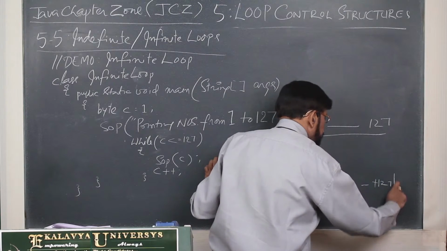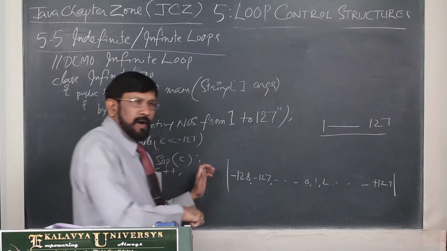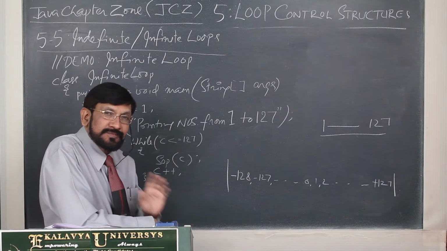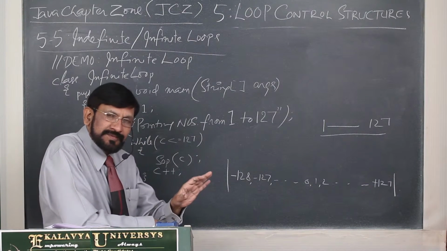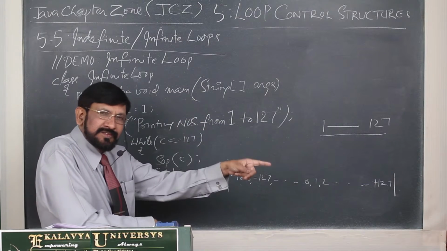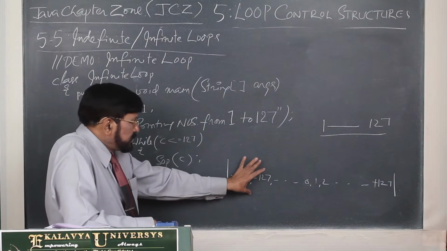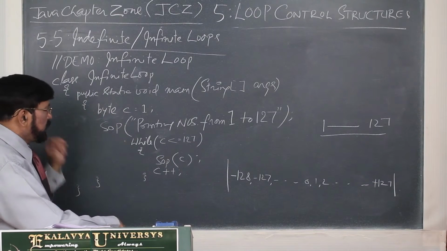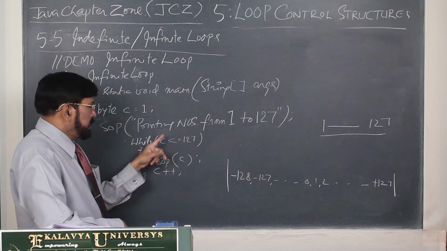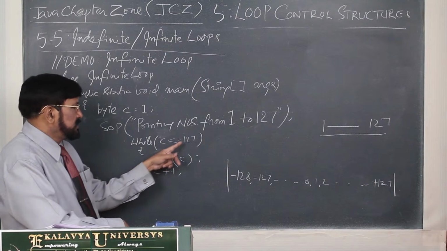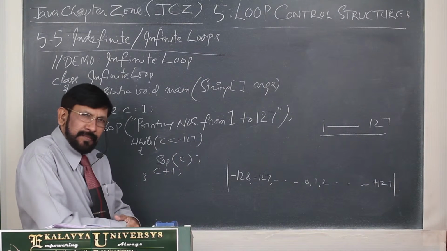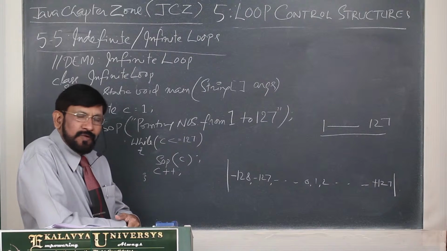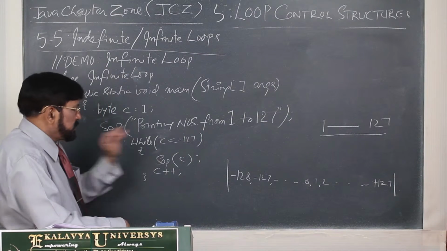This is the range. Always remember, all Java types are signed types, no scope of unsigned. Unsigned is there in C, C++. So this is the range of byte type in Java. Now I have written the test expression like this: c is less than or equal to 127. Prima facie, are you finding any fault in that? No fault. The perfect condition.